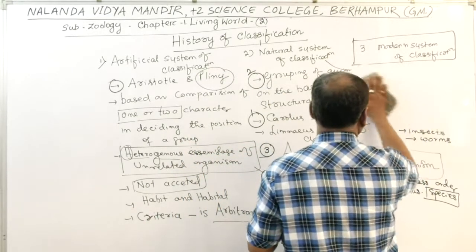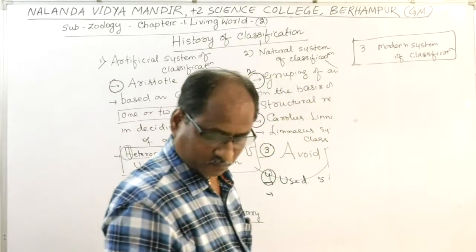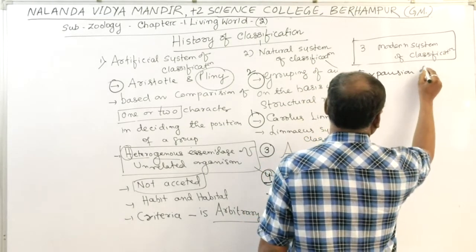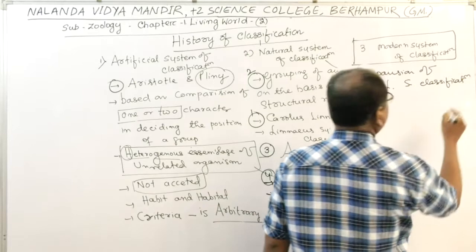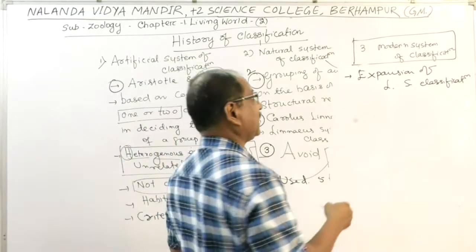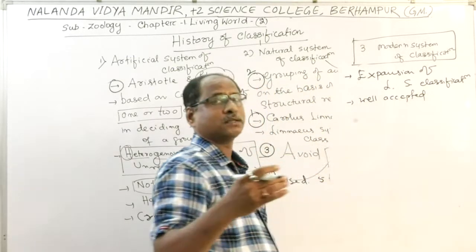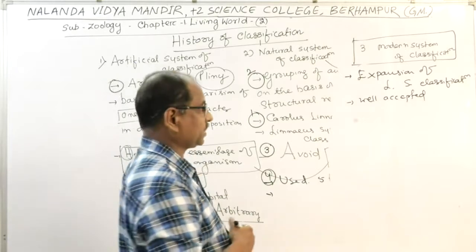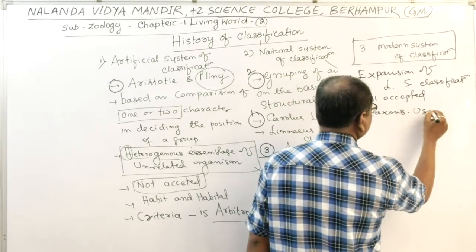Next, the modern system of classification. The expansion of the Linnaean system of classification is said to be the modern system of classification, and this is well accepted. This is the classification we are studying now, and in this classification 7 taxons are used.